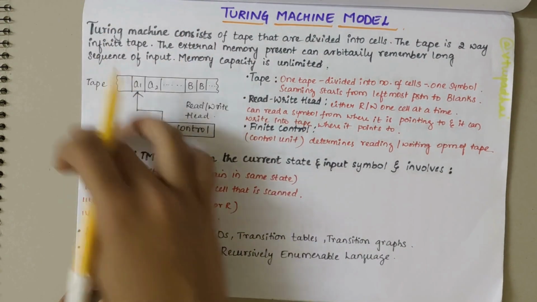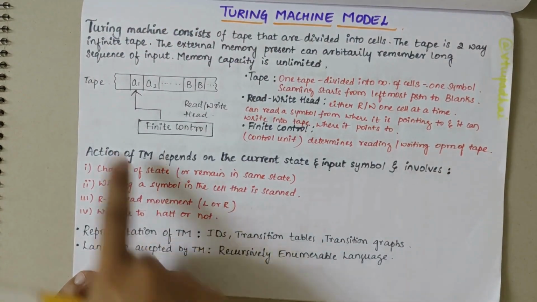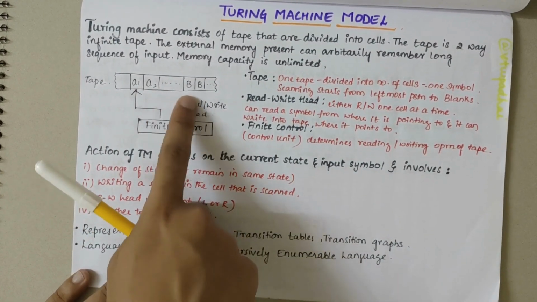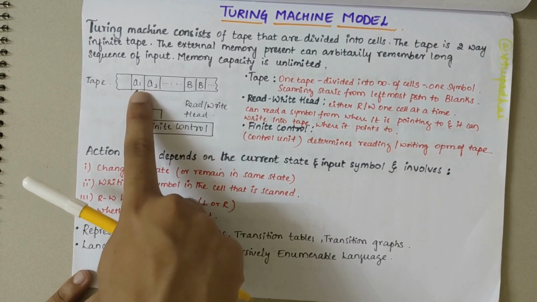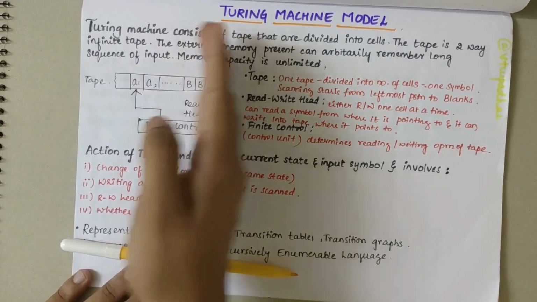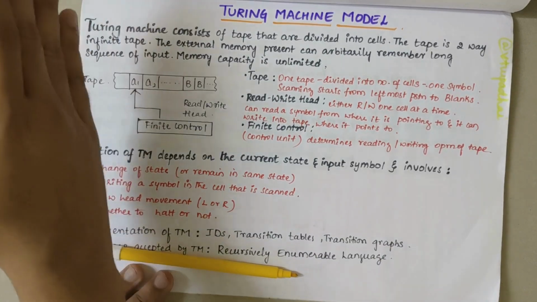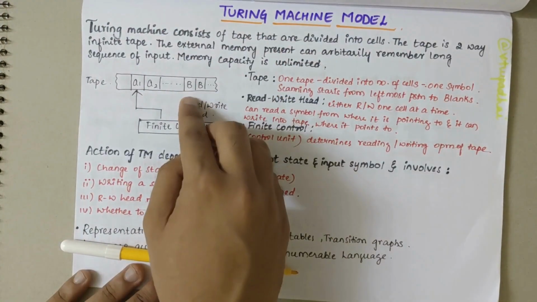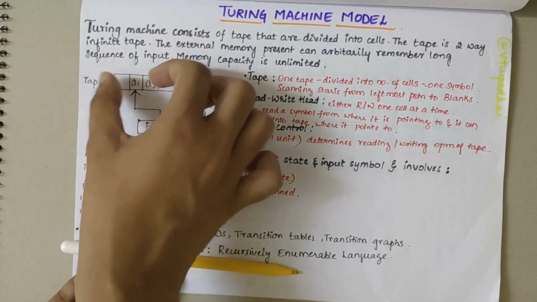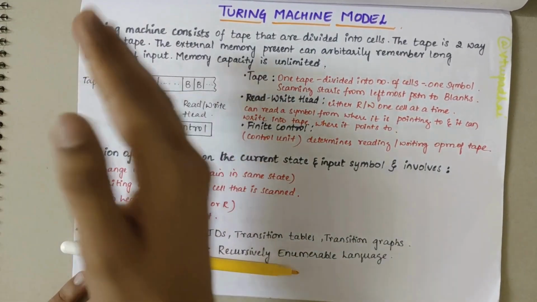Let's understand the given diagram here. So this is the tape, one tape which is divided into multiple cells. Each cell can store one symbol. When you are dealing with this tape, you need to always start scanning from the leftmost to the blank. Whenever you encounter a blank, that means the values which are stored are completely read.